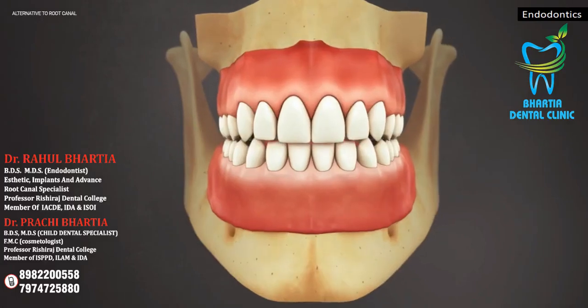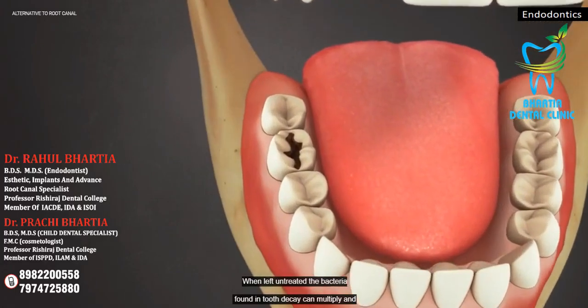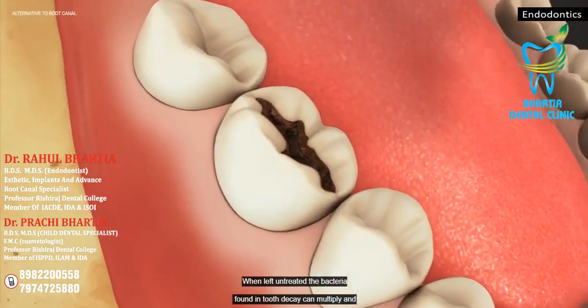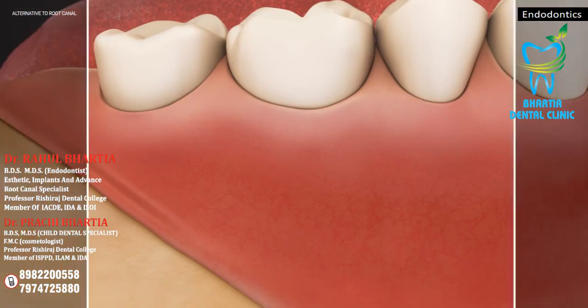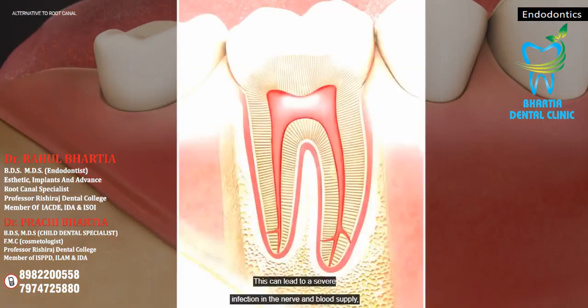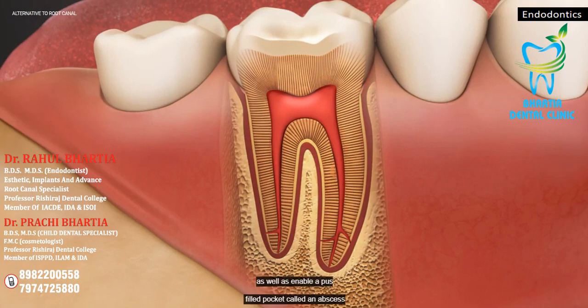When left untreated, the bacteria found in tooth decay can multiply and advance through the layers of your tooth, from the root canals to the surface of the jawbone. This can lead to a severe infection in the nerve and blood supply, as well as enable a pus-filled pocket called an abscess to form around the gum and jawbone.